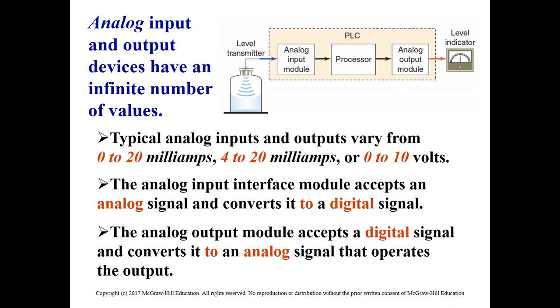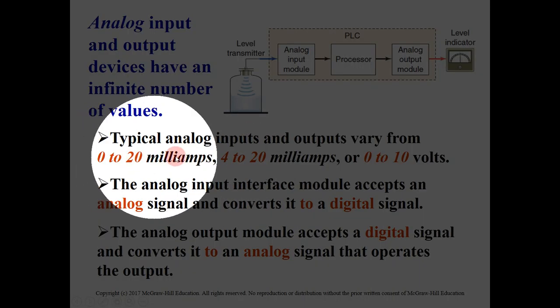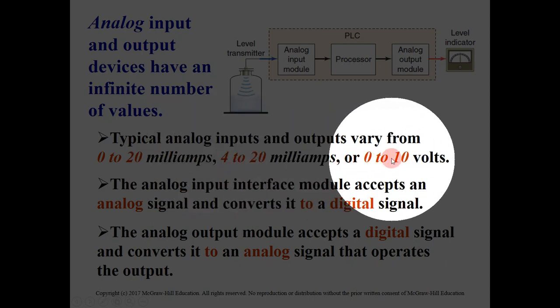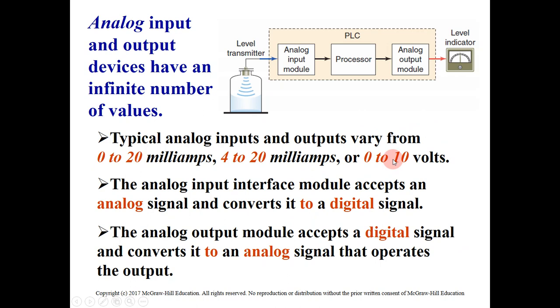But in the case of the analog input-output devices, these devices can provide a wide range of values. So, for example, it can provide input from 0 to 20, 4 to 20, or 0 to 10 volts, as we already mentioned in chapter 1 when we talked about the sensors and actuators.